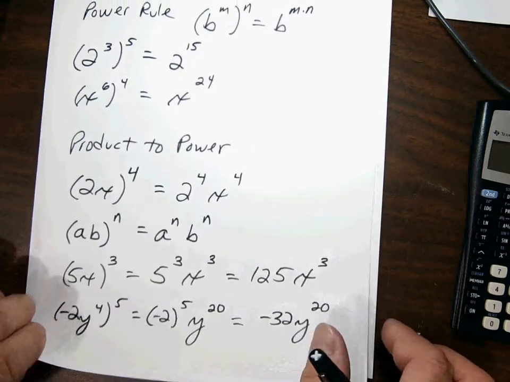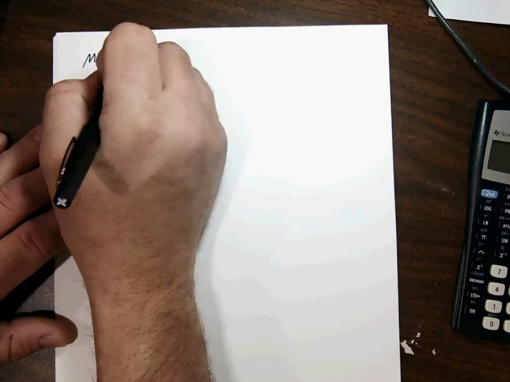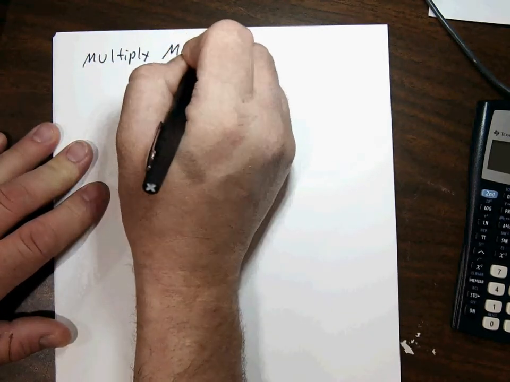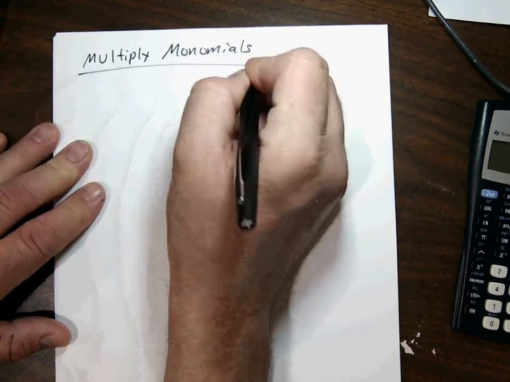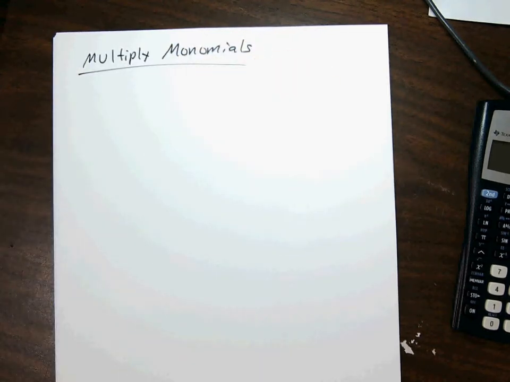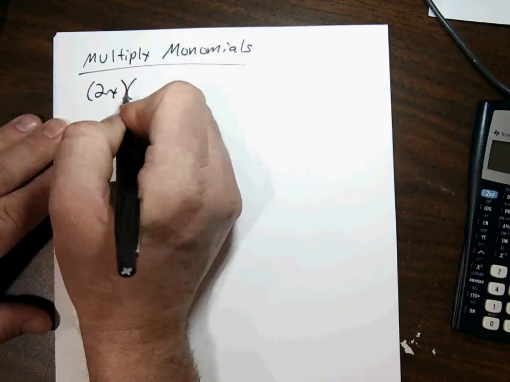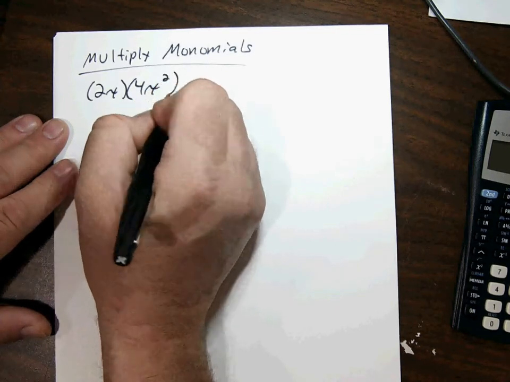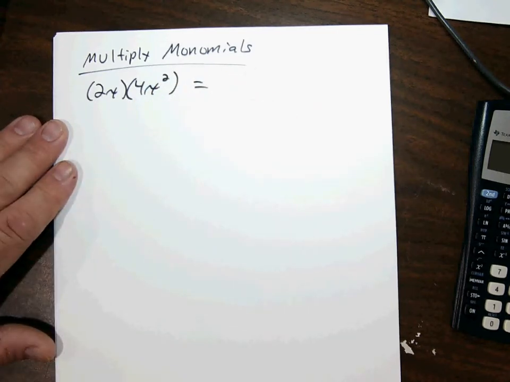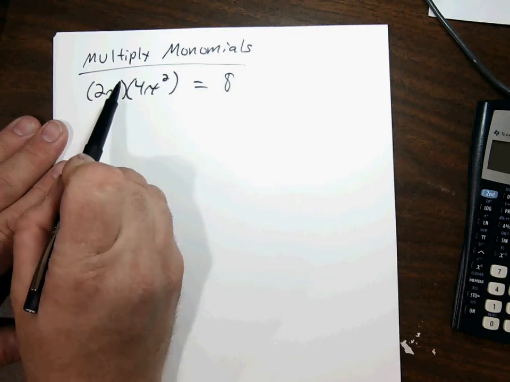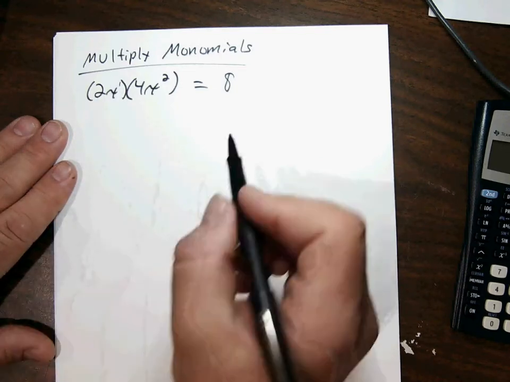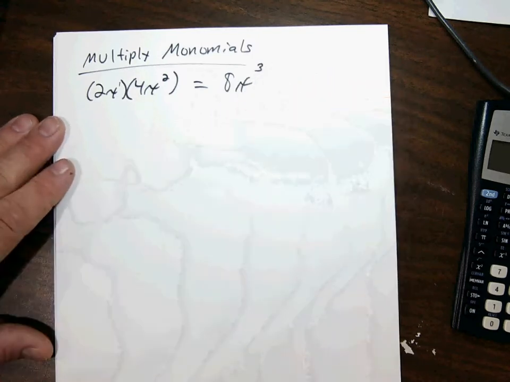All right. Well, let's use this idea. Let's multiply some monomials together. Okay. Single term times another single term. That's what monomials are. Let's take 2x and multiply it by 4x squared. We're going to multiply coefficients. 2 times 4 is 8. That's regular multiplication. And we're going to add the exponents. Remember, there's no exponent shown there, which means there's a 1. So it's 1 plus 2, x to the 3rd power.